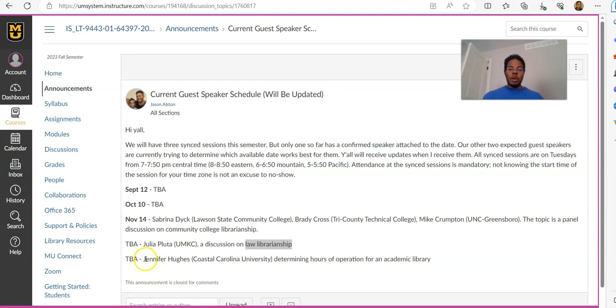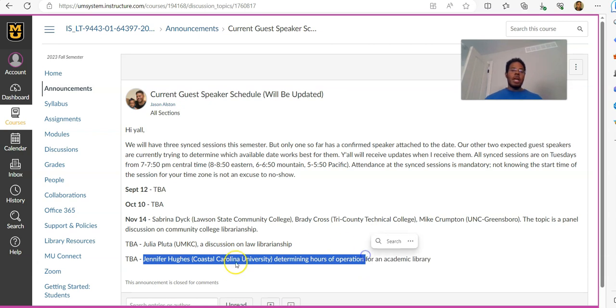And then finally, Jennifer Hughes from Coastal Carolina University. She is not settled on a date either, but Julia will take one of these dates and Jennifer will take the other, is how I believe this is going to go down. Jennifer will be talking about determining operations and hours of operations, and what happened with hours of operations over at Coastal Carolina was pretty interesting, so I think you all will enjoy hearing from her.